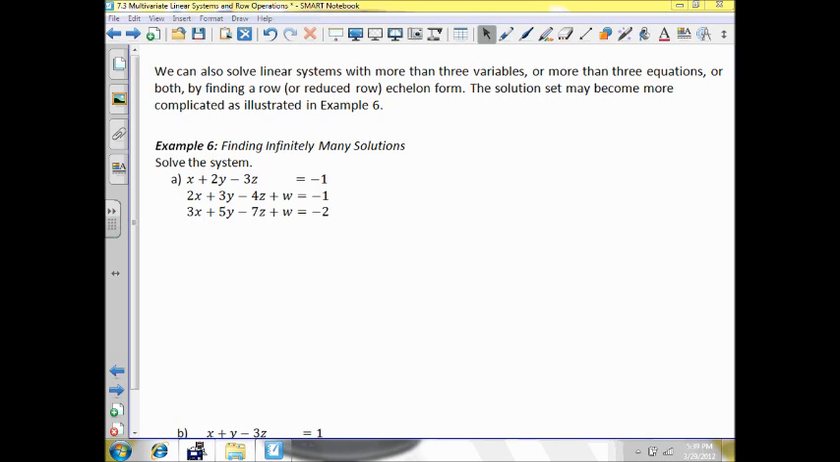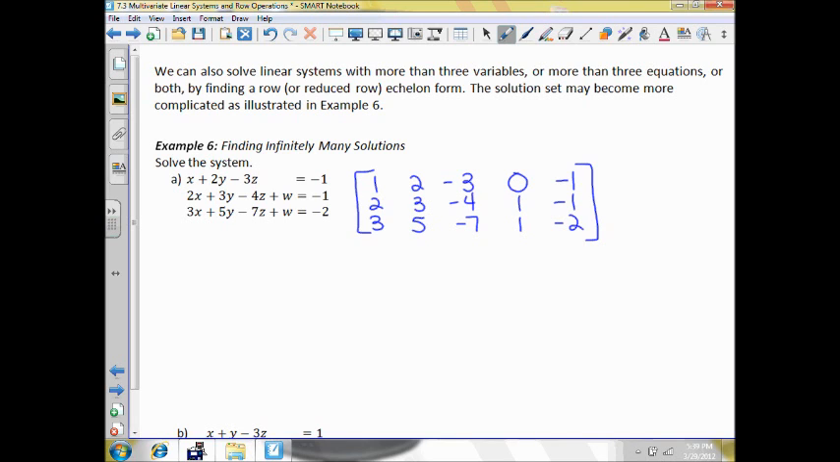So let's create an augmented matrix of example 6. I have 1, 2, -3, 0 for w, and -1. Then 2, 3, -4, 1, -1. Then 3, 5, -7, 1, -2. So here's our augmented matrix. Now this is a 3 by 5 matrix.